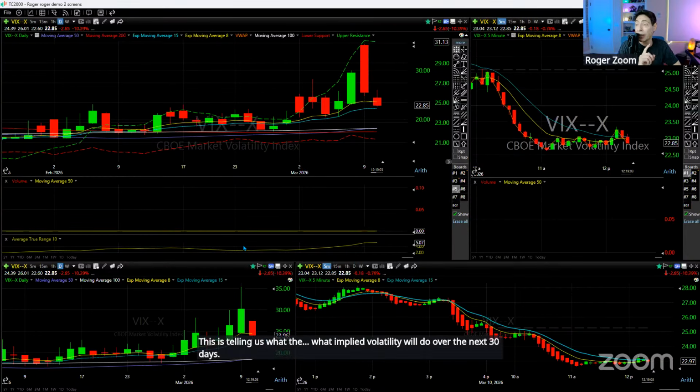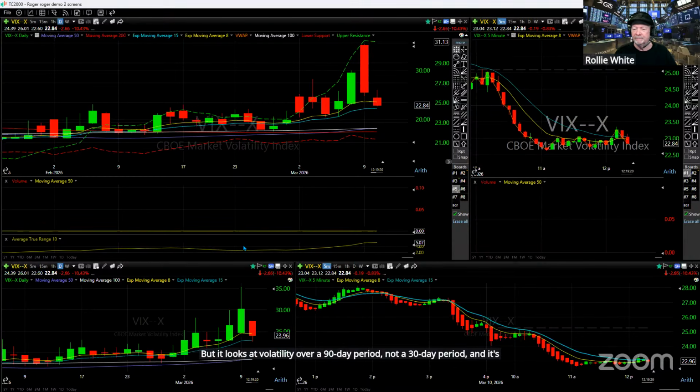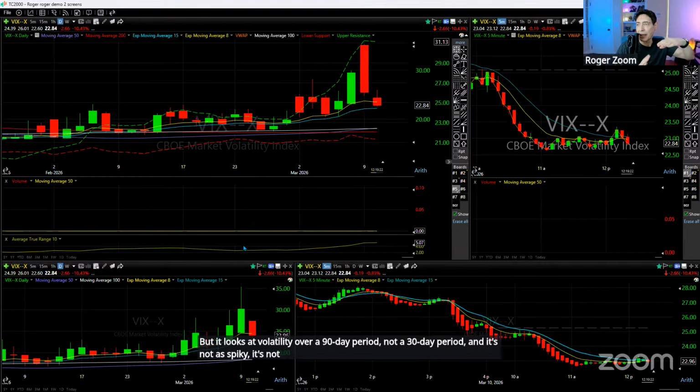There are some really cool ones, Raleigh. There's a really good one called a medium-term volatility index. I don't even know if they still have it or not, but it looks at volatility over a 90-day period, not a 30-day period. And it's not as spiky. It's not as reactive. It moves more slowly.